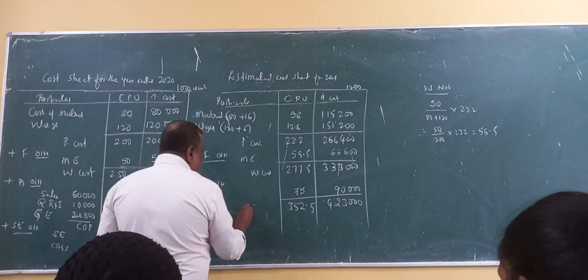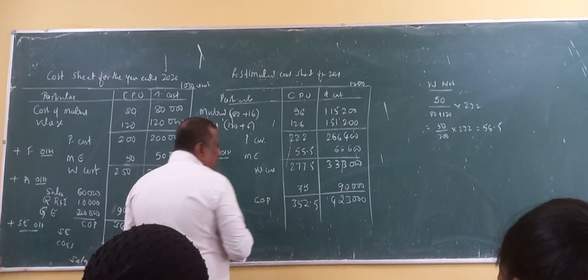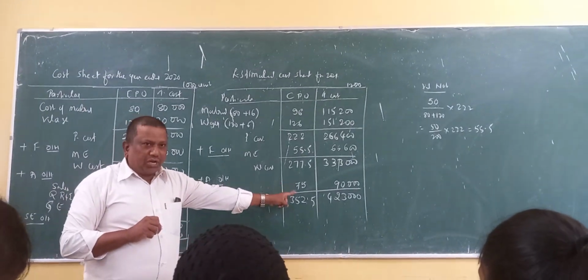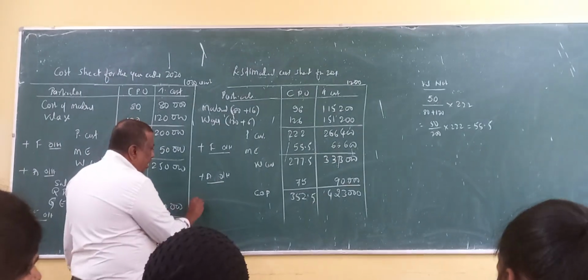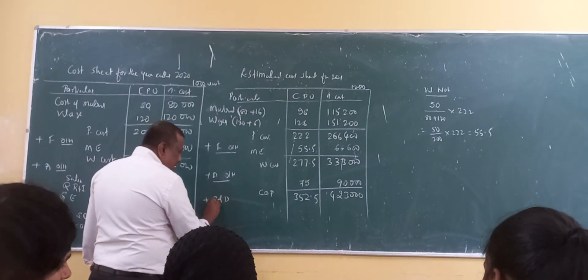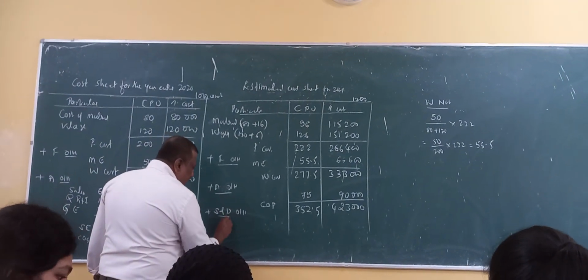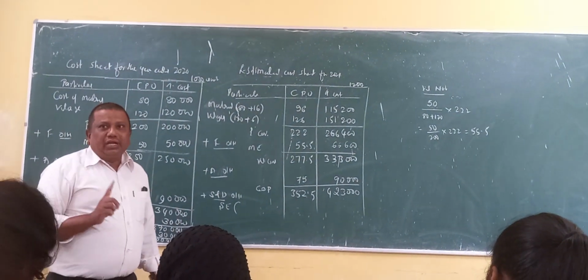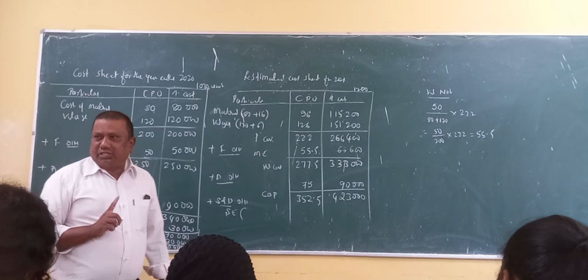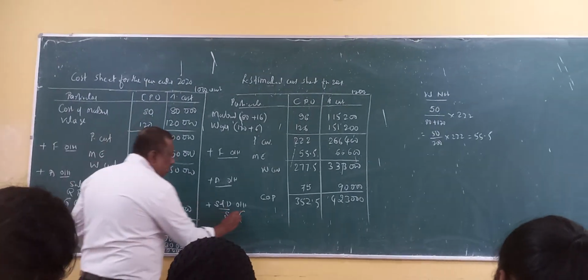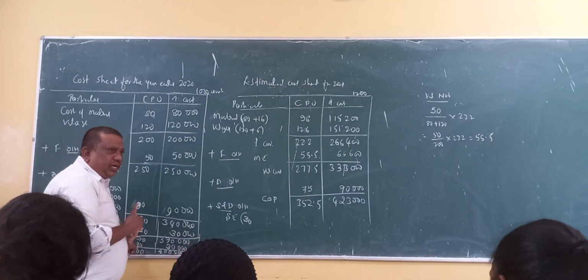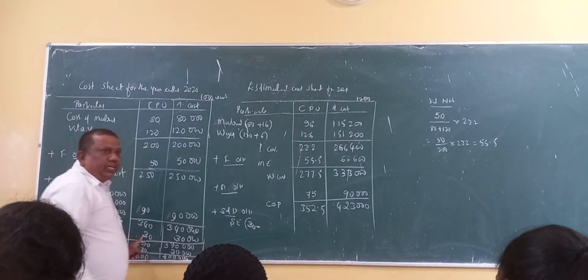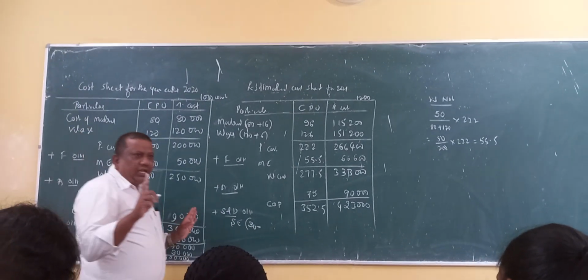52.5. Cost of production. This total is correct, right? Yes, sir. Now add what? Selling and distribution overhead. They are telling selling expense, right? Per unit reduced by 10%. Before we are paying how much? 30,000. Per unit 30 rupees, right? Now it is reduced, so I should subtract, yes? 30 minus 10%. How much is it? 3.